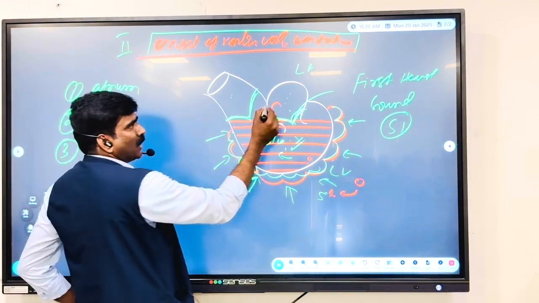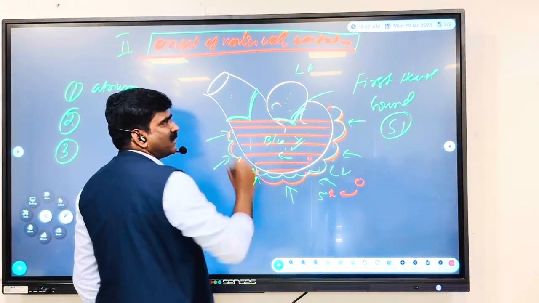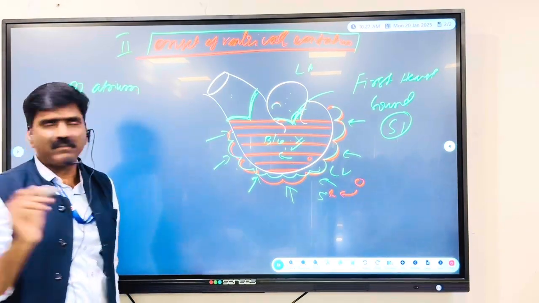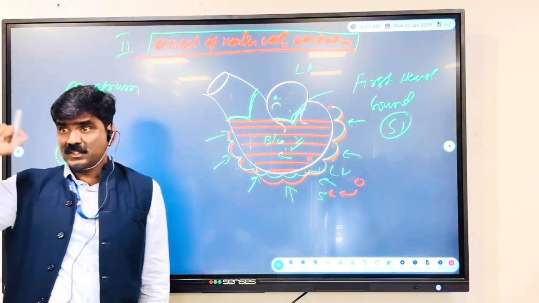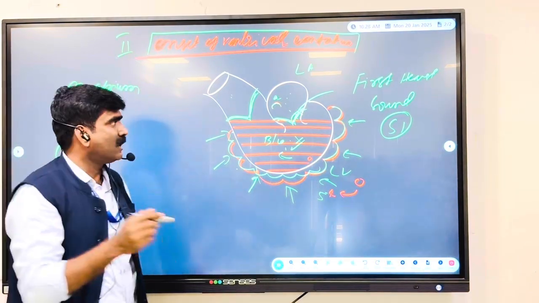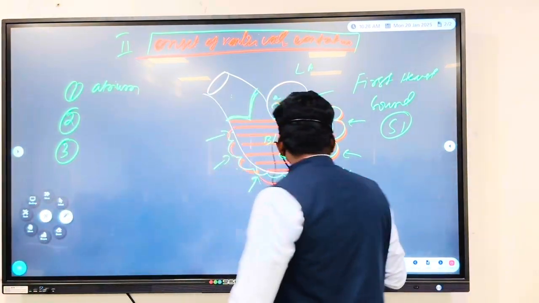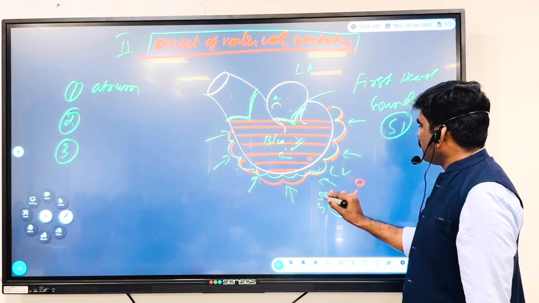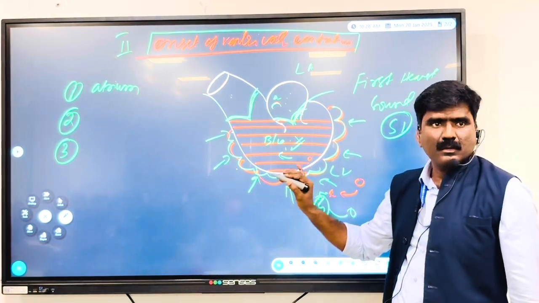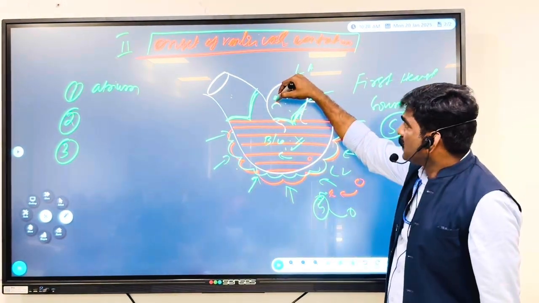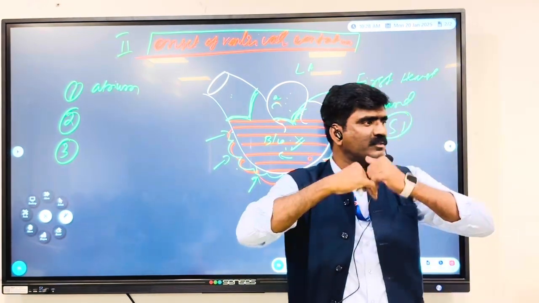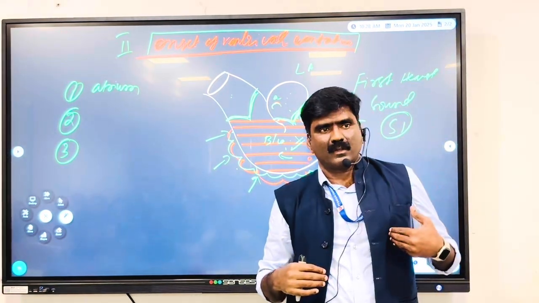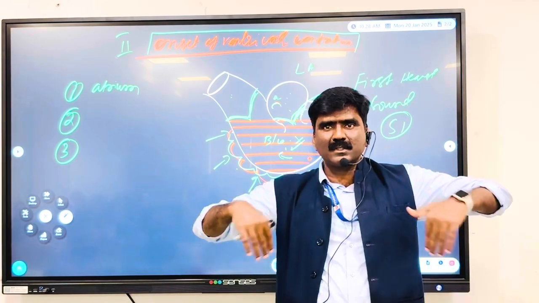Okay. So what happens here? Already the A wave is there. That is because of atrial systole, which we discussed already. And when the pressure has reached 0 to 5, right? What happens? The valve is closed. Which valve? The left atrioventricular valve is closed.